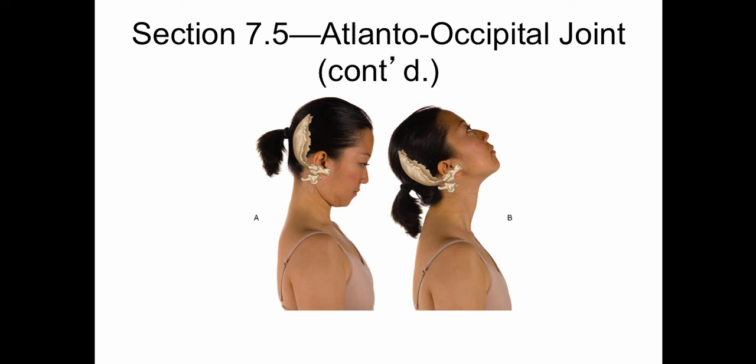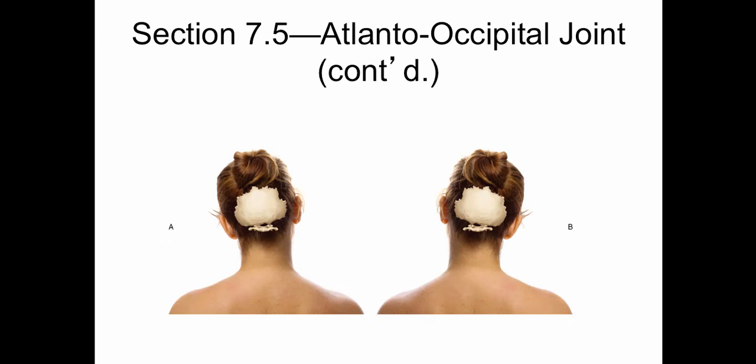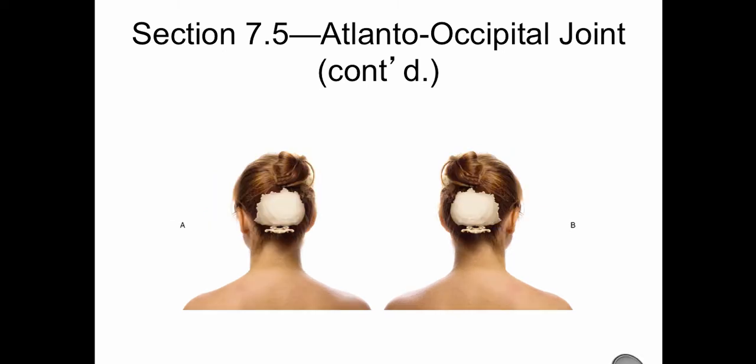This slide depicts atlanto-occipital joint motion in flexion and extension that takes place in the sagittal plane around the medial-lateral axis. The photo in this slide demonstrates right lateral flexion and left lateral flexion at the atlanto-occipital joint that takes place in the frontal plane around the anterior-posterior axis. And finally, this slide depicts right rotation and left rotation that happens at the atlanto-occipital joint taking place in the transverse plane around the vertical axis.